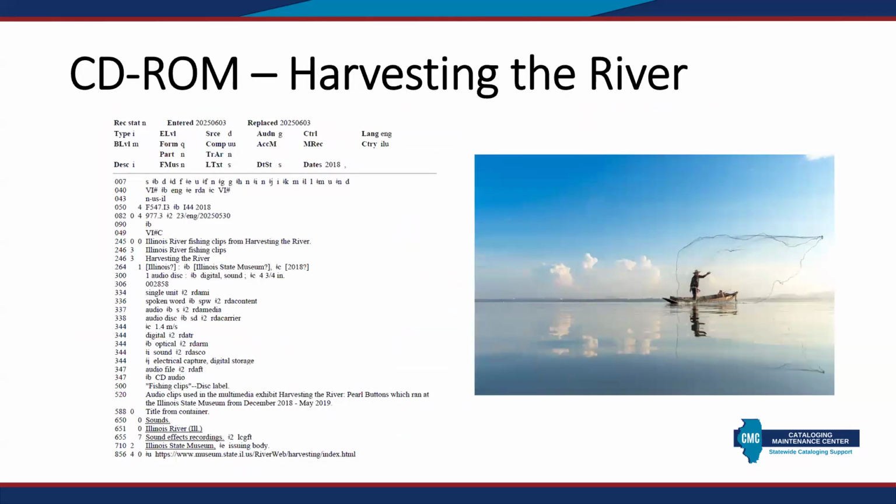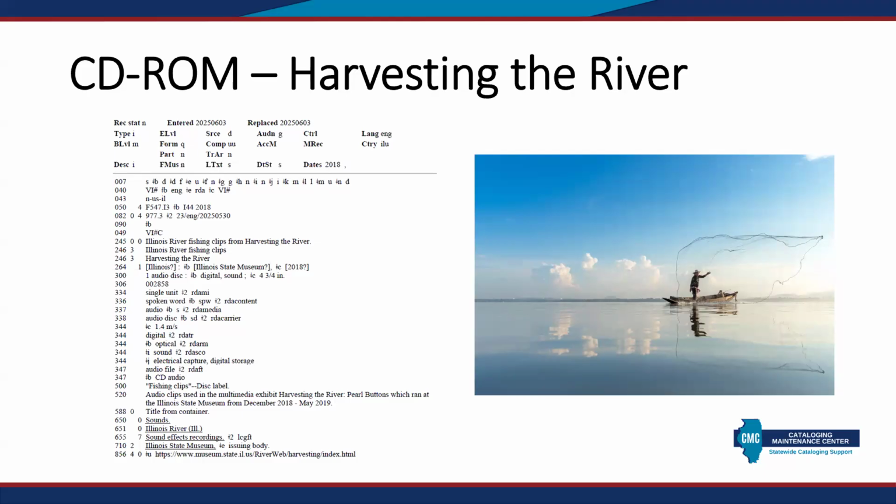All right, our CD-ROM. It's called Harvesting the River. The Illinois State Museum recently sent several VHS tapes, audio cassettes, compact discs, and CD-ROMs that they have never had cataloged. One of the CD-ROMs contained audio clips for potential use in the exhibit Harvesting the River that appeared at the museum from December 2018 through May of 2019.